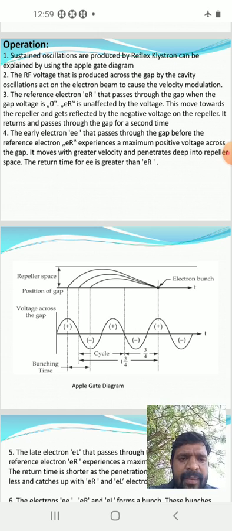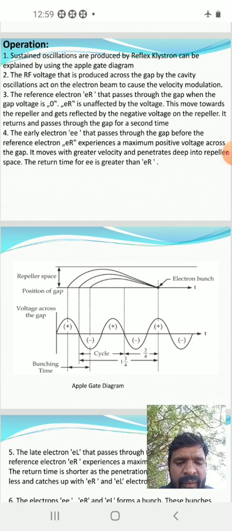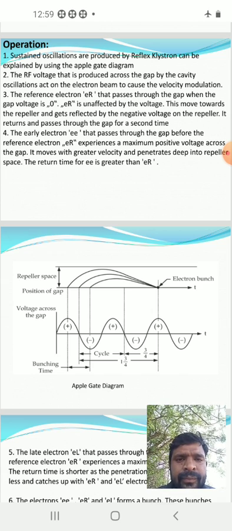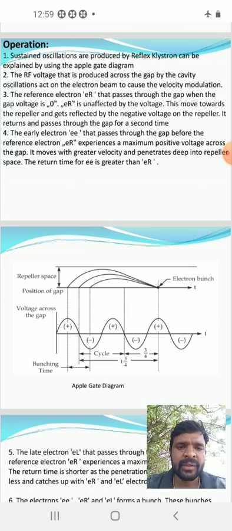In this process, the return time of the early electron E is greater than that of the reference electron ER. The early electron E passes through the gap before the reference electron ER and experiences a maximum positive voltage across the gap. It moves with greater velocity and penetrates deep into the repeller space. The return time for E is greater than ER.